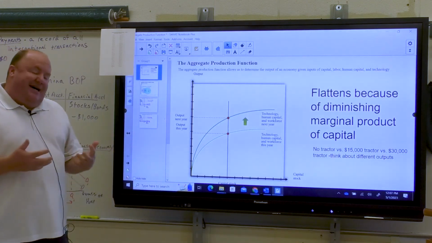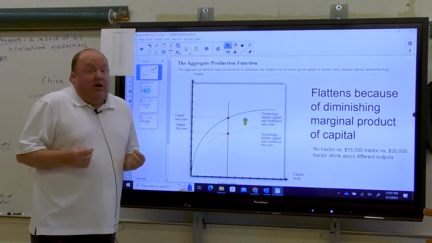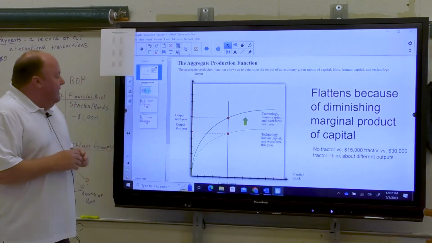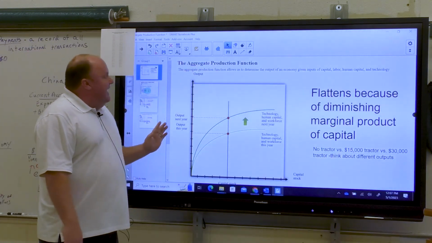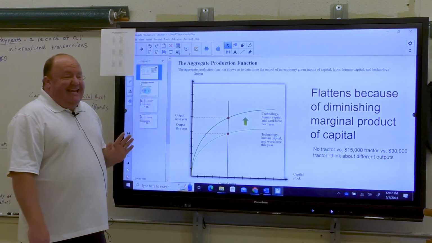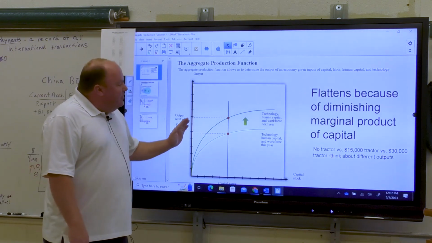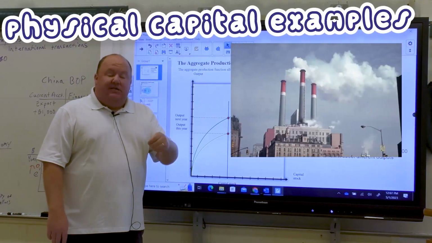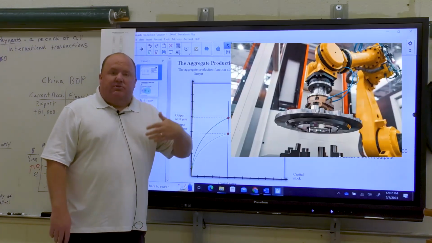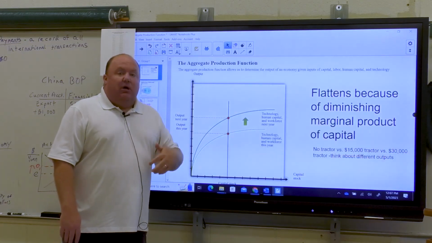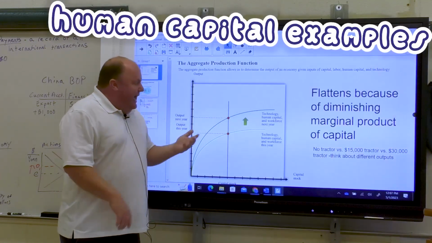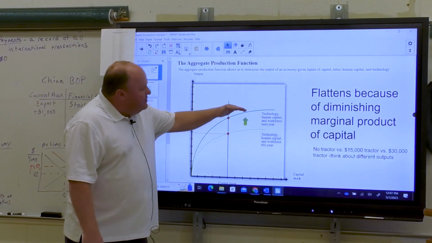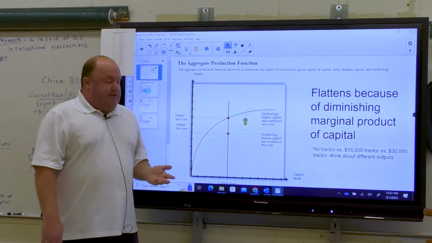So we don't want to spend a lot of time on it because it's probably going to be, if at all, just one question. And it's called the aggregate production function. And this is what it looks like. And basically it just says the total production in a society will increase with the added capital goods, physical goods, factories, robotic arms, all that kind of fun stuff with physical capital, human capital, skills and education, and technology. And we see it will increase, but it will begin to flatten out at some point.